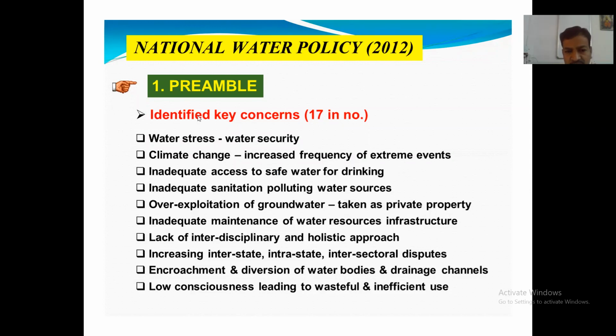So these are the various points that are identified in this water policy. These are 17 in number.